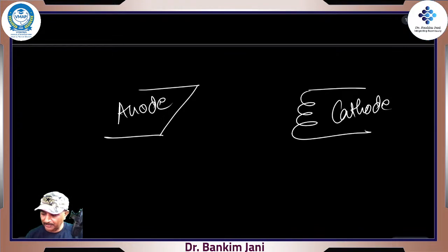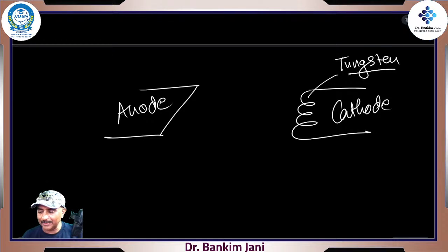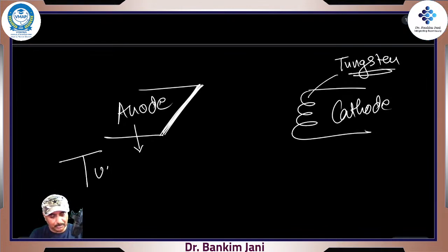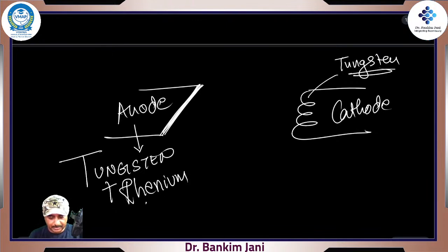So this cathode filament is tungsten, the same filament which is used in our light bulb, right? So this gets heated, and this is the anode, and this is a special surface, because not everyone will be able to generate X-rays. This anode is a combination of tungsten and rhenium alloy, right?